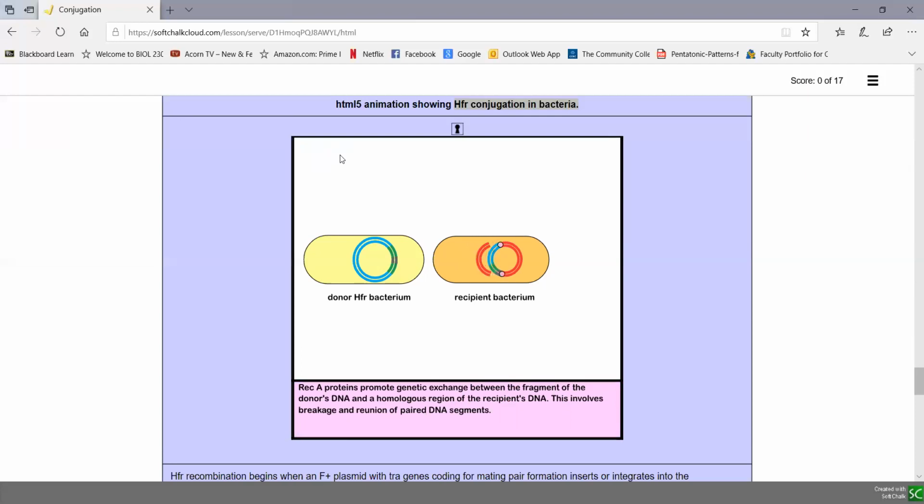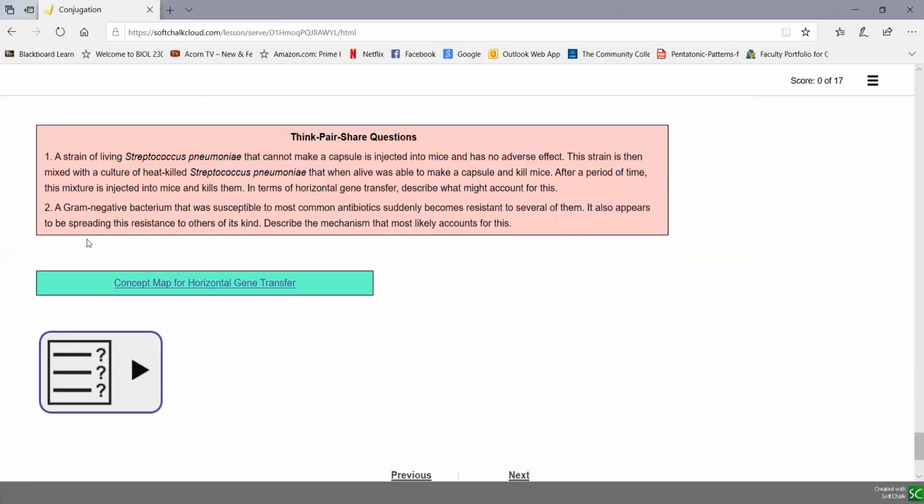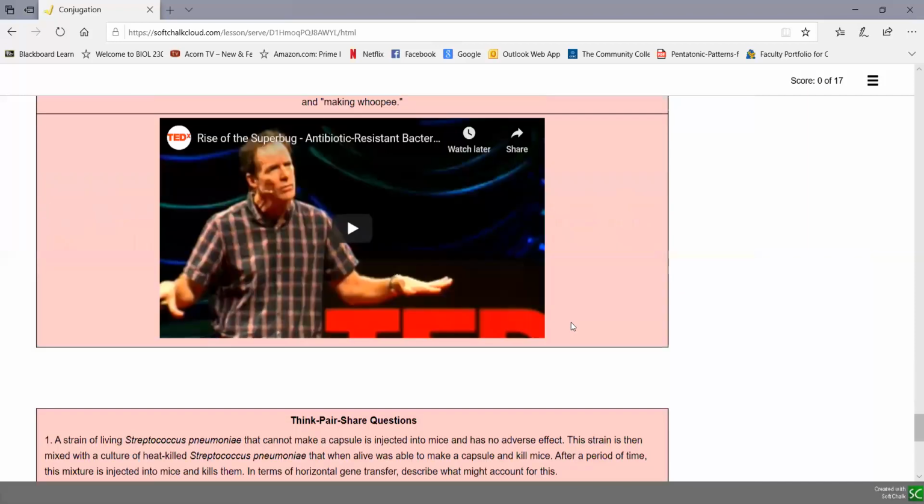And so whatever those blue genes from the donor bacterium on the left coded for, that now becomes a part of the recipient's chromosome. But the one on the right is not an HFR bacterium because it doesn't have a complete F plus plasmid. The one on the left is. So this is one of the few ways that chromosomal DNA, part of the chromosome, can be transferred from one bacterium to another during HFR conjugation. And there's a little review section on that.